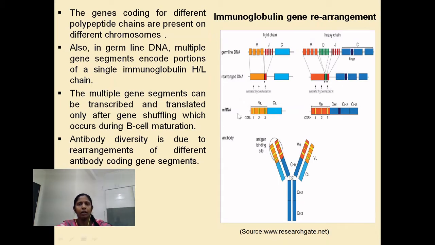spliced away. By such rearrangement and splicing, the V, J, and C regions of the gene are brought together and rearranged. Now, such rearranged DNA can undergo transcription, giving rise to a functional mRNA, which then undergoes translation, giving rise to a functional polypeptide chain. Similar rearrangement happens with the heavy chain genes also.